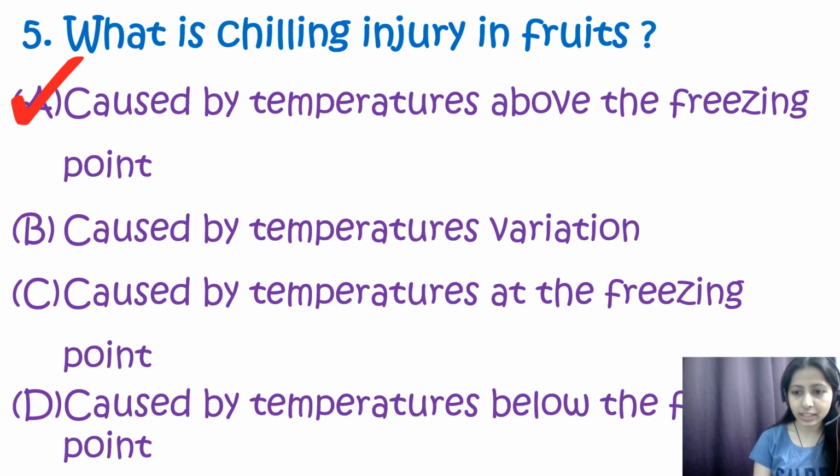So chilling injury can lead to various symptoms such as skin pitting or browning or blackening of fresh fruits or water soaking or rotting. So it is important to note over here that the specific temperature at which chilling injury occurs can vary among the different types of fruits. So over here the correct option is option A, that it is above the freezing point.